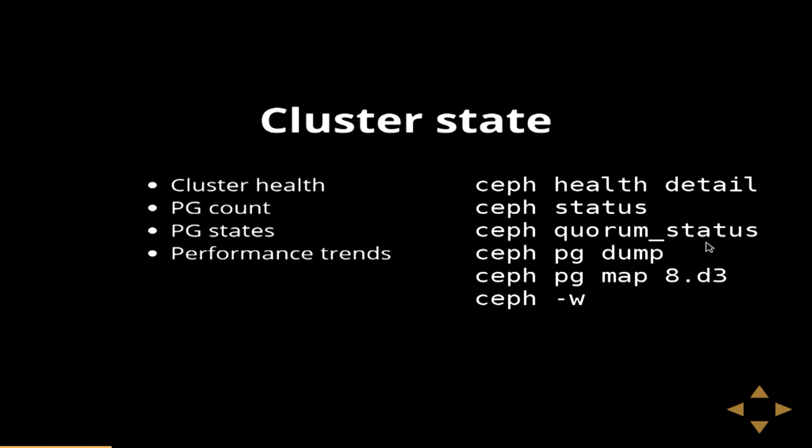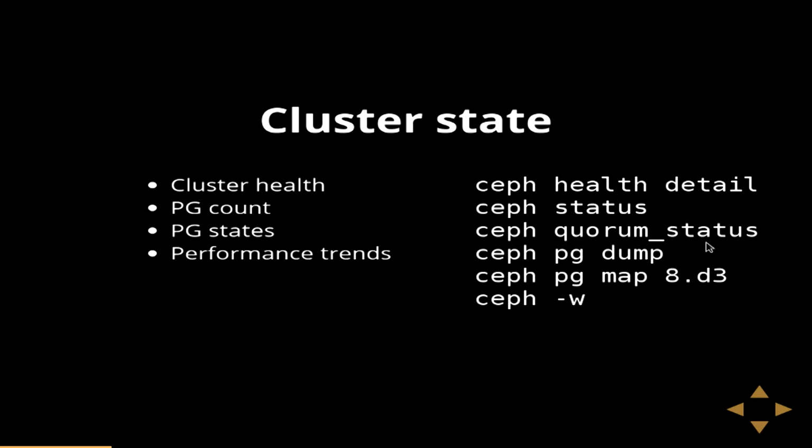So the first area was the cluster state. There are different metrics which can be used to monitor your cluster state. As I already mentioned, there is the cluster health. It can be obtained by the ceph health detail command, and it will give you just the decision whether the cluster is healthy, in a warning state, which means that something is wrong, but it's working. And the last state is critical, and if your cluster is critical, then you have a really bad problem.